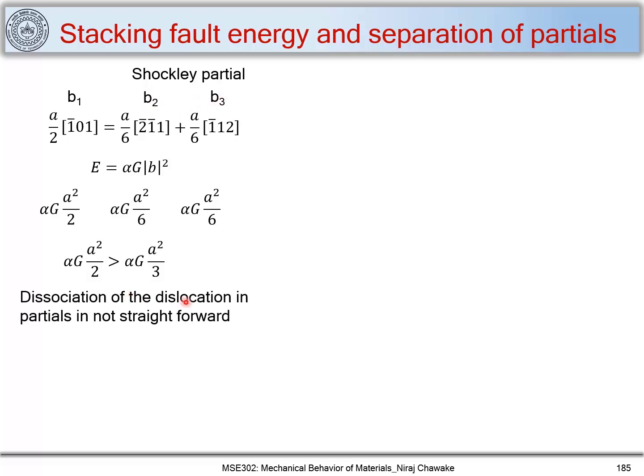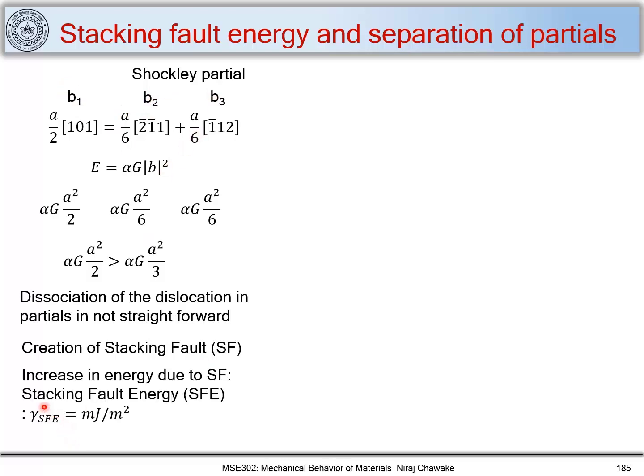Now this dissociation of a dislocation into partials is not straightforward. What do I mean by that? Every dislocation can dissociate into partials, but it is not straightforward, because the partial dislocations create a stacking fault. When B1 dissociates into B2 and B3, it creates a stacking fault, and this stacking fault has an energy designated as gamma SFE, with units of millijoules per meter squared. So these two Shockley partials enclose a stacking fault.